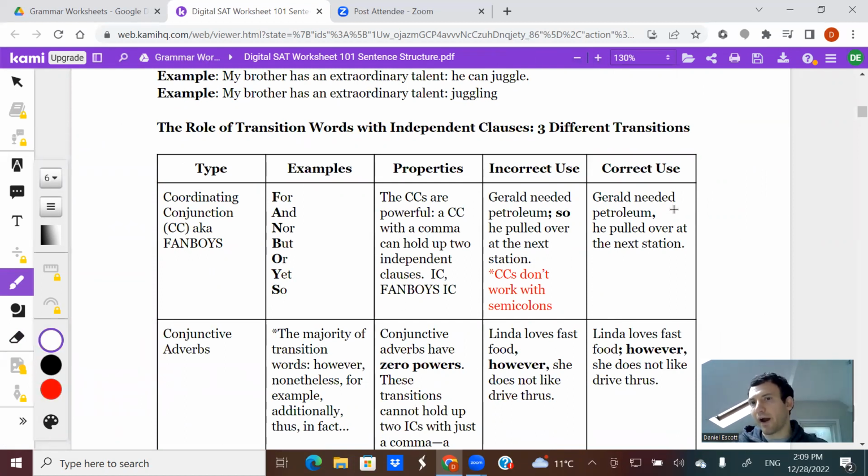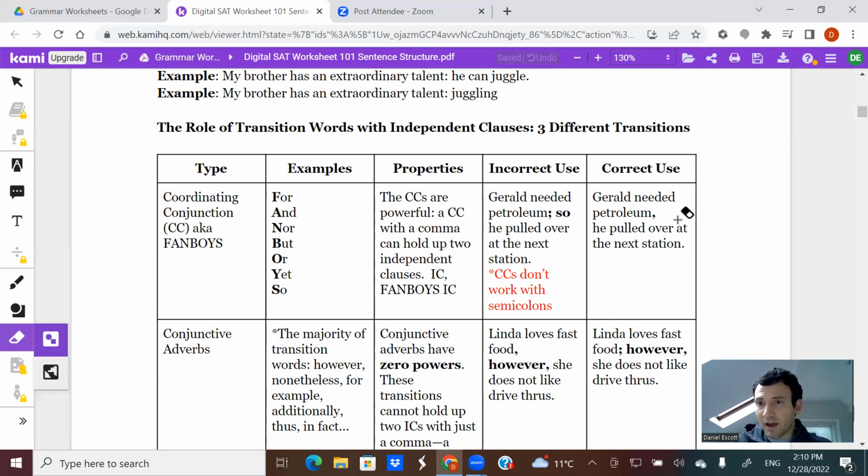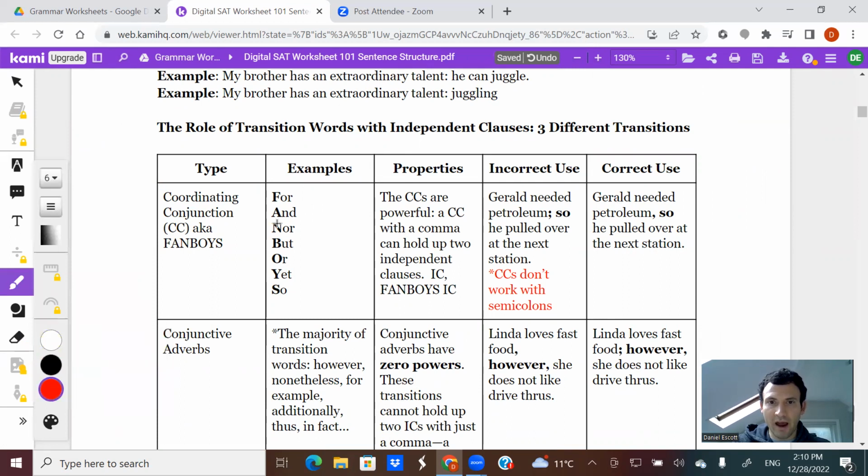So this would be incorrect. Gerald needed petroleum, independent clause. He pulled over at the next station, independent clause. Comma splice. I can keep the comma, but I have to use one of for, and, nor, but, or, yet, so. The acronym is FANBOYS. All of these are 3 letters or less.